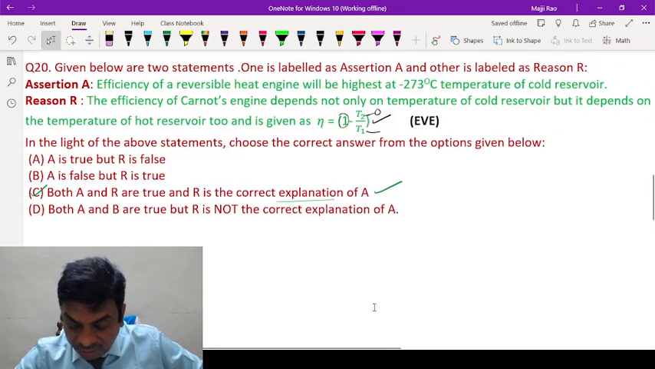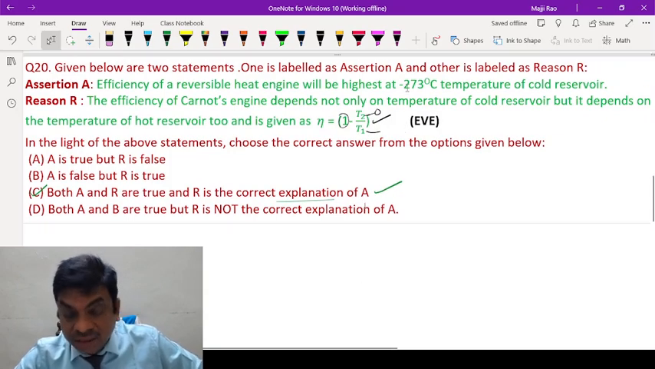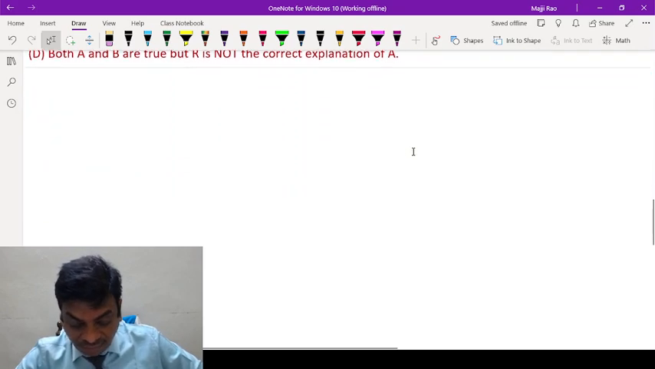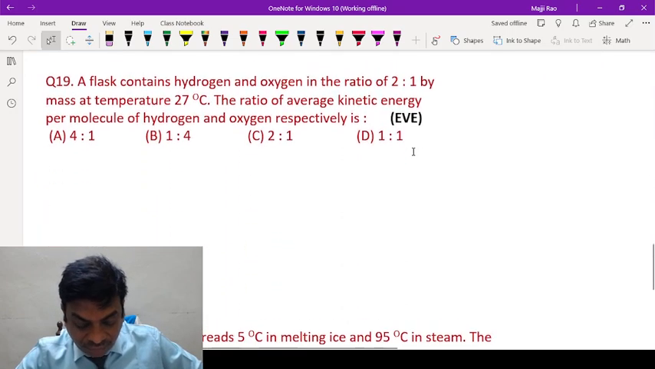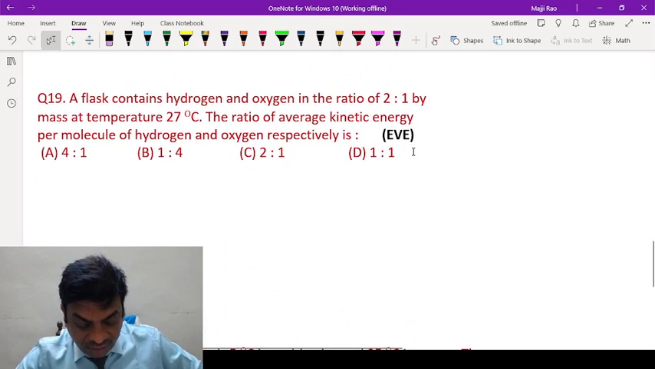Right. So remember, minus 273 degrees Celsius corresponds to 0 Kelvin. Here the temperatures have to be substituted in Kelvin. So when you put T2 equal to 0 Kelvin, so eta will be 1. That is the explanation. Now coming to the next question.